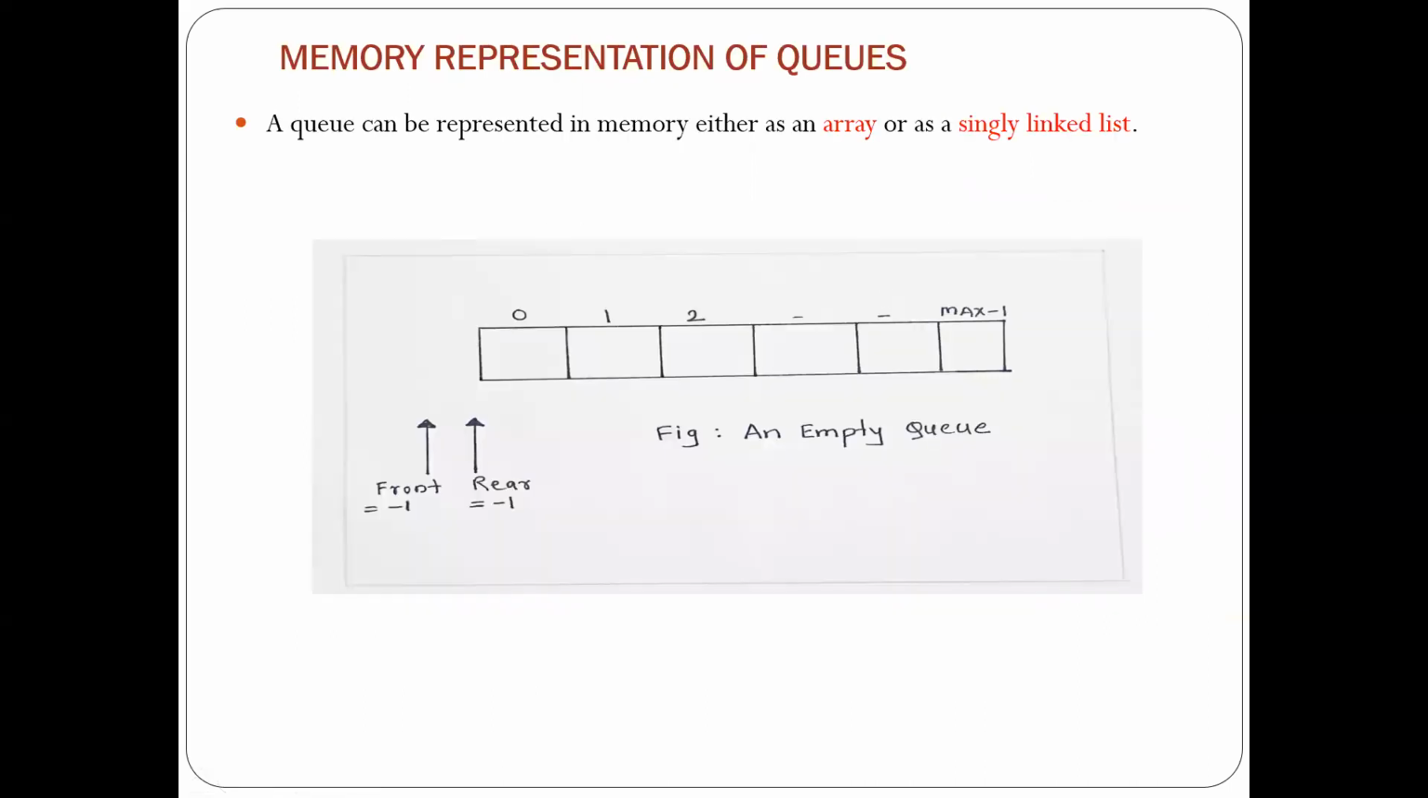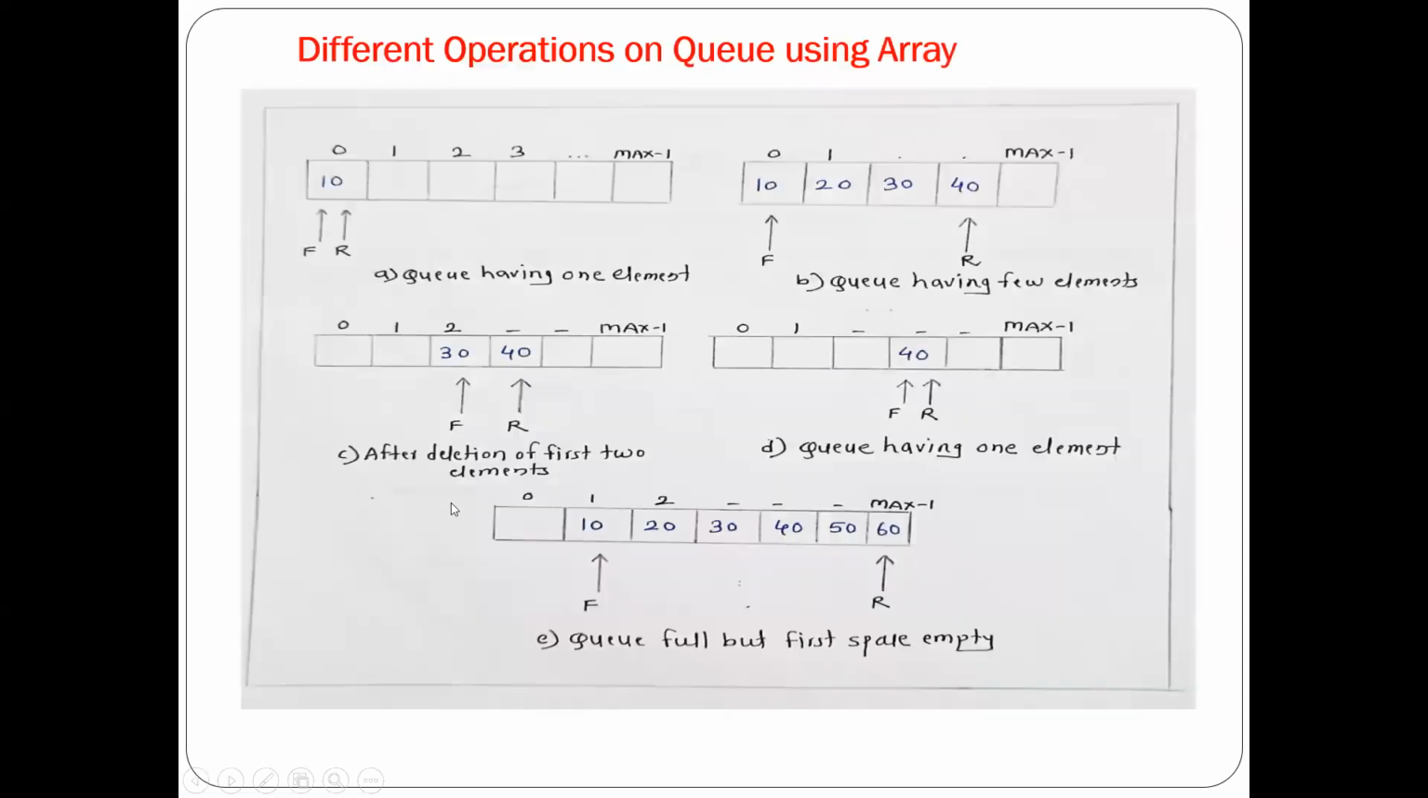Now we'll see some operations. The array representation of a queue can be implemented in two ways, with the help of an array and with the help of a linked list. Whenever we see the array representation of a queue, we initialize front and rear both to -1, because an array always starts from the 0th position. If the queue is initially empty, then front is equal to -1 and rear is equal to -1. If only one element is present in the queue, then front and rear are both at the same position, that is the 0th position.